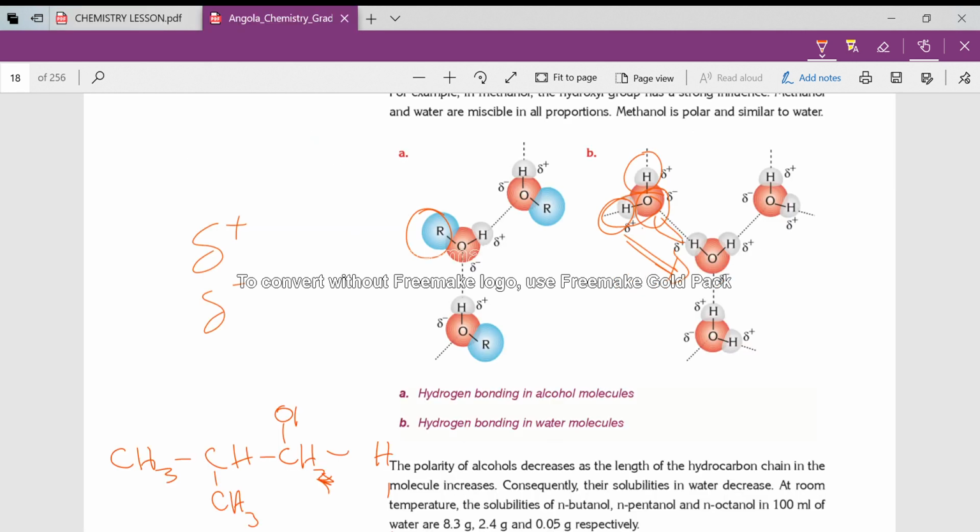Now, for alcohol, instead of hydrogen here, we have an alkyl group, which has much larger atoms than hydrogen, and therefore is more non-polar. It means that the alcohol will have one part of the molecule which is polar, and the other part, the alkyl side of the molecule, which is non-polar.